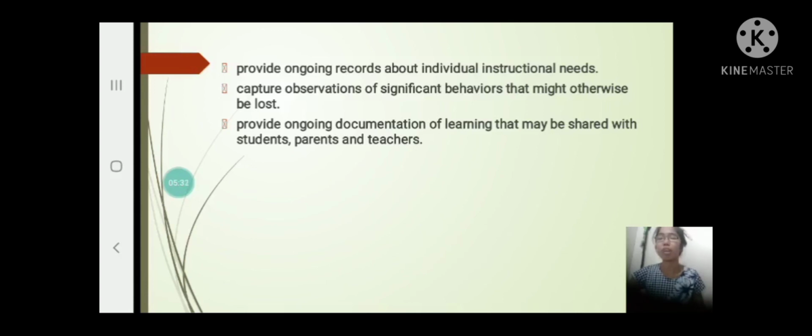Lalo na sa parents, kasi paminsan sa sobrang busy din ng parents, hindi na nila nabibigyan ng attention yung anak nila. So, pwede natin mabigay din to. At saka, pwede din to maging dagdag rating dun sa school system na meron yung school nyo. So, of course, sa teacher, para malaman niya kung ano yung pwedeng maging way niya ng pagtuturo para matuto pa lalo yung isang bata. So, that would be all.